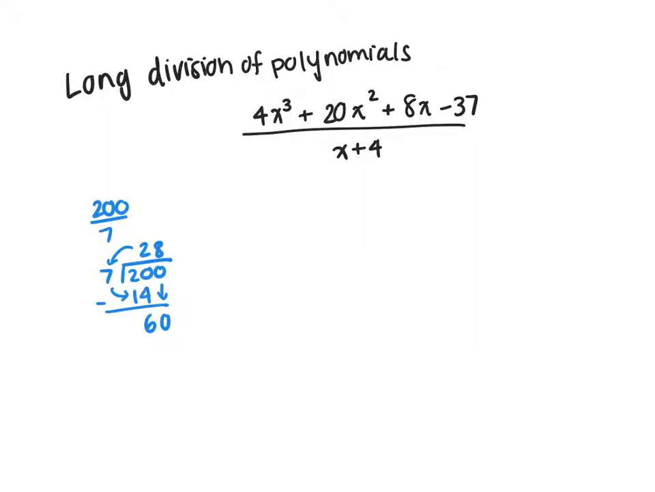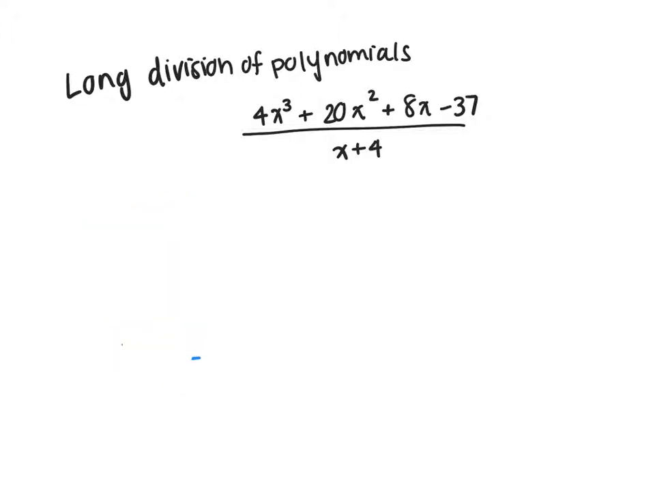So we do the same thing. 8 times 7 is 56. We subtract it. We get a remainder of 4. So our answer to this problem, 200 divided by 7, is 28 and a remainder of 4/7. Okay. Long division of polynomials is very similar to long division of numbers in general.